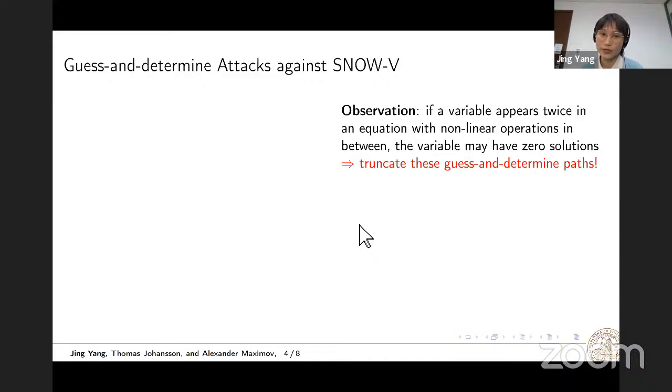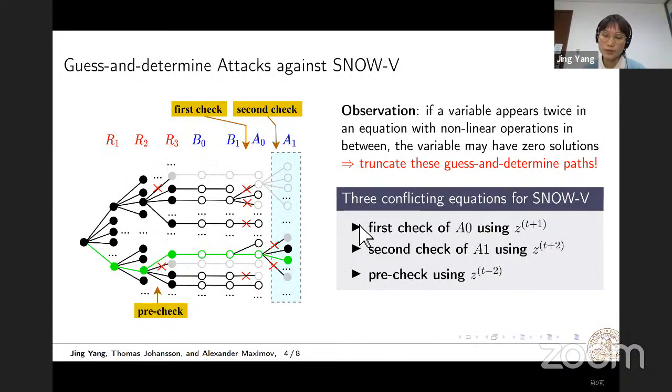Our guess and determine attacks are based on the observation that if a variable appears twice in an equation with nonlinear operations in between, then this variable may have 0 solutions. Then for the guess and determine paths that involve this variable, we can just truncate them instead of going deeper. In our paper for SnowB, we found 3 such conflicting equations for A0, A1, and another intermediate variable.